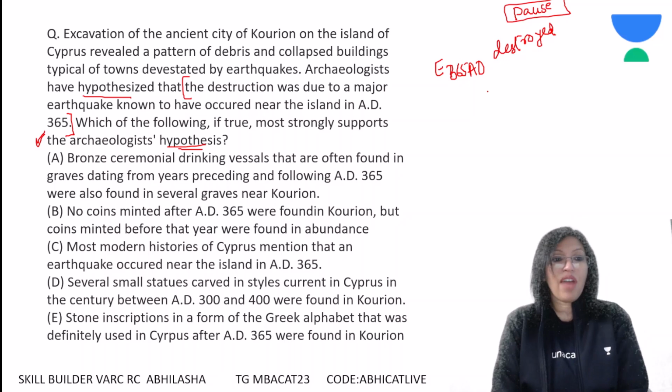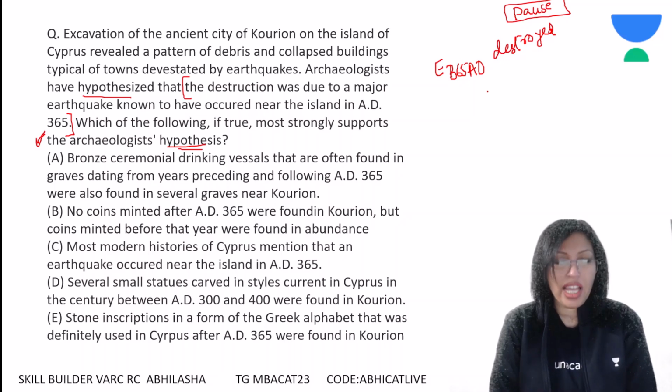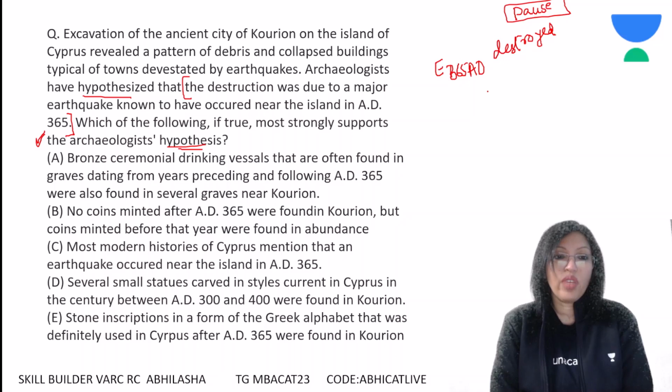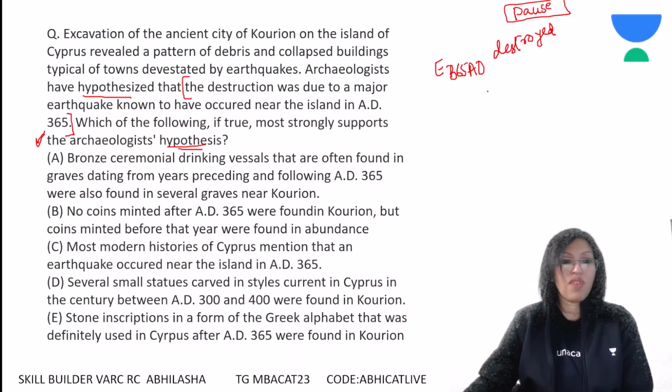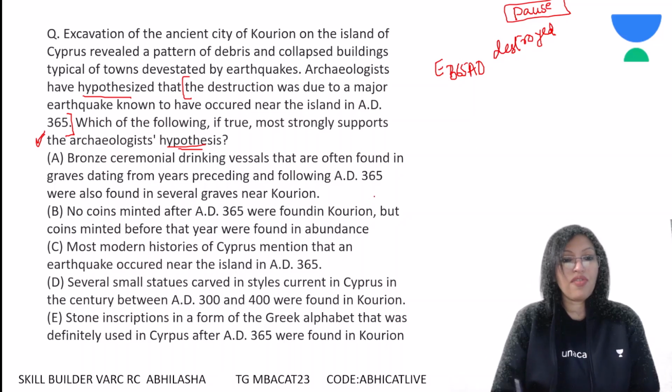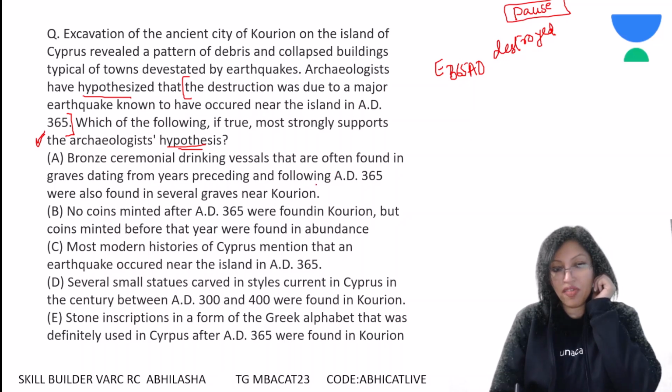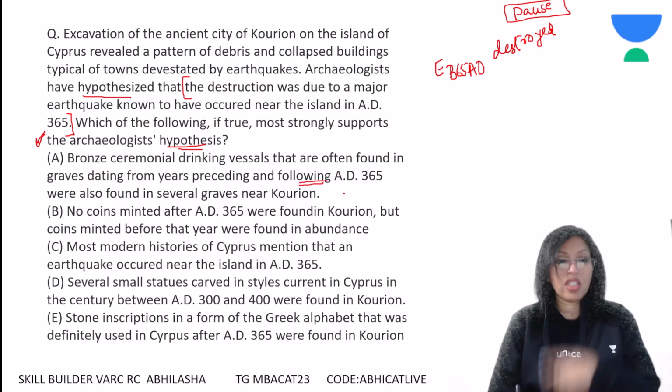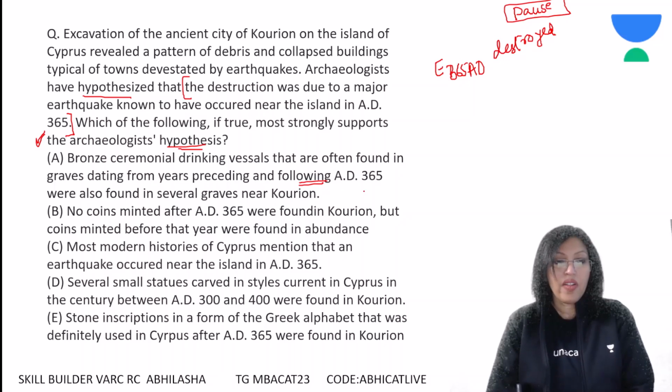Or if there is a fallacy here, apparently there is no fallacy that is visible, so we cannot really say let's correct the fallacy. Let's take a look at the options. Bronze ceremonial drinking vessels that are often found in graves dating from years preceding and following AD 365 were also found in several graves. Now the problem is, if the vessels are also from years following AD 365, then could Kurion have been destroyed in AD 365? Not really. So I can't take this to be the correct answer.